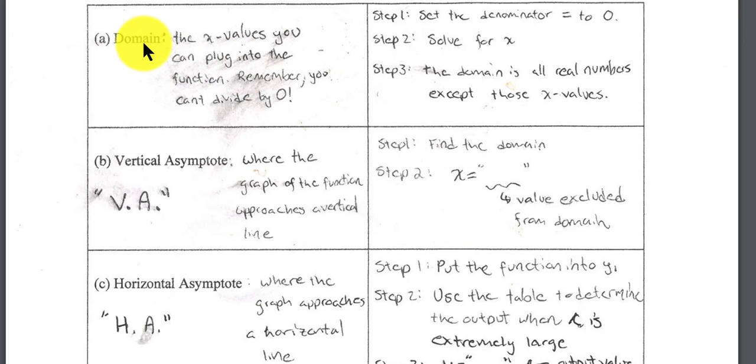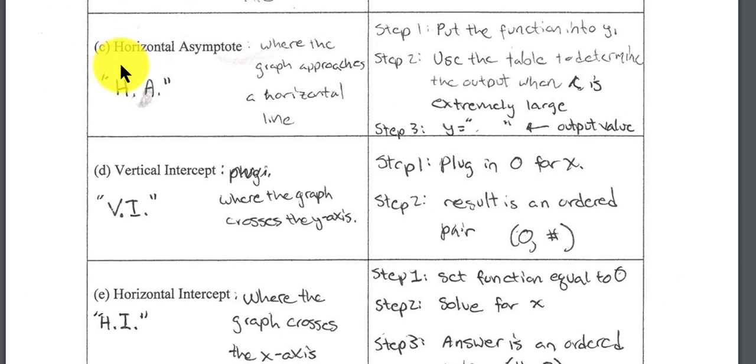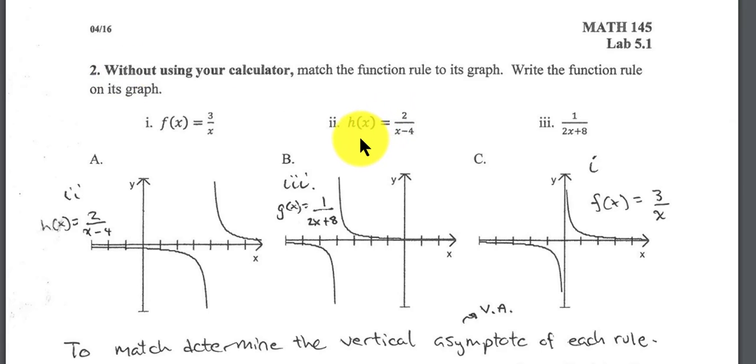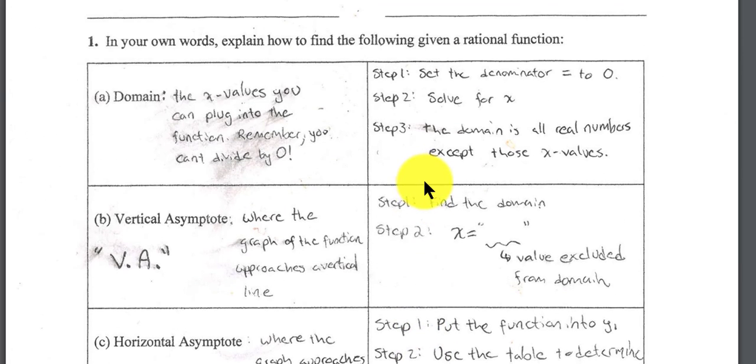So for the domain, it's really all of the real numbers except the values of x that make the denominator 0. So if I were to scroll down and look at the second problem, when you see something like 2 over x minus 4, the domain would be all real numbers except x equals 4. Because if I were to substitute 4 in for x, I'd have 4 minus 4 is 0. So I'm not allowed to have division by 0. So the domain would be all real numbers except the value of x that makes the denominator 0.